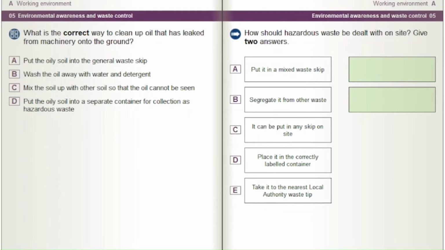How should hazardous waste be dealt with on site? Give 2 answers. Put it in a mixed waste skip. Segregate it from other waste. It can be put into any skip on site. Place it in the correctly labelled container. Take it to the nearest local authority waste tip.